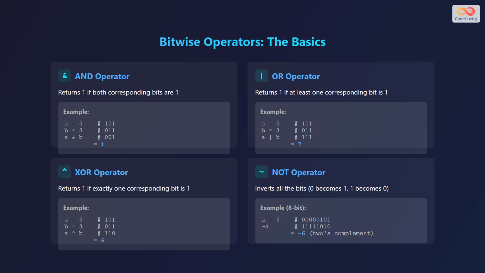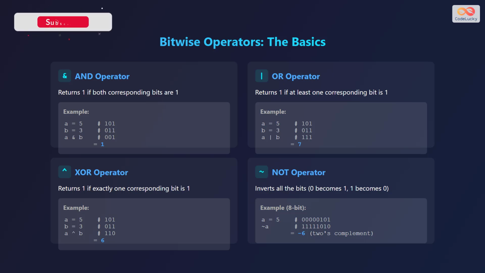The OR operator returns 1 if at least one corresponding bit is 1. Using the same values, A OR B results in 111, which equals 7. The XOR, or exclusive OR, operator returns 1 if exactly one corresponding bit is 1. So, A XOR B results in 110, which equals 6.